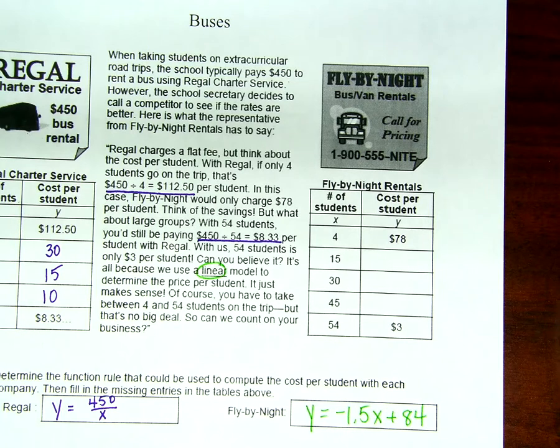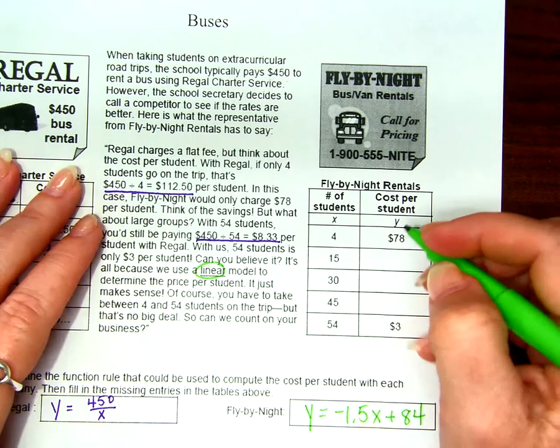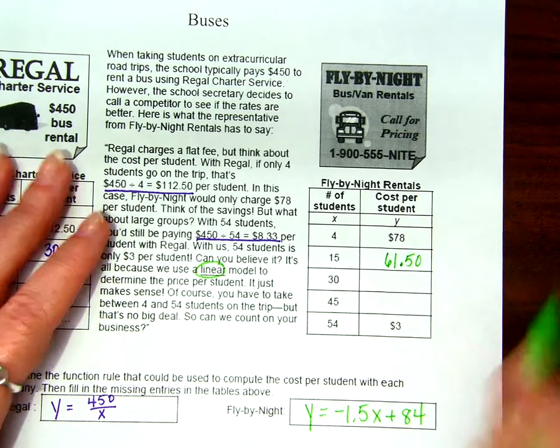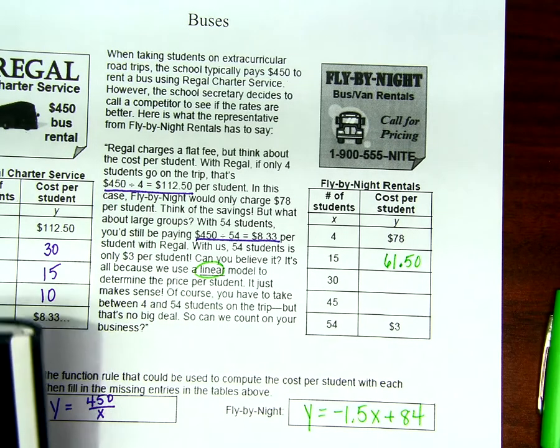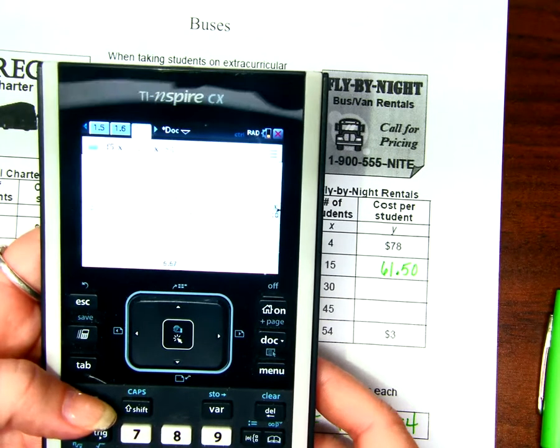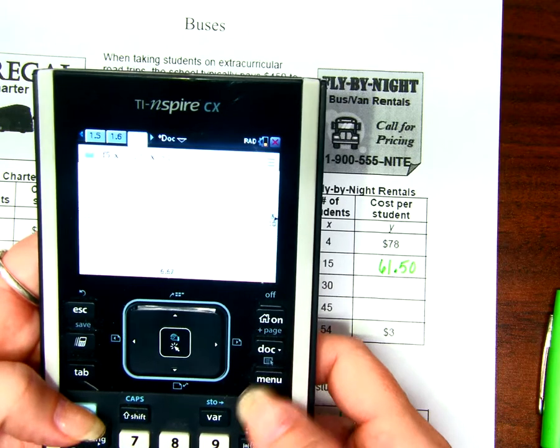So let's fill out the table. What'd you get? $61.50? How are you guys doing this? Are you plugging it in one by one, or are you actually putting the equation in and going to the table? One by one is fine. Yeah, that one by one is fine. Because look, even if you put it in and go to the table, oh, is this how you're going to be?